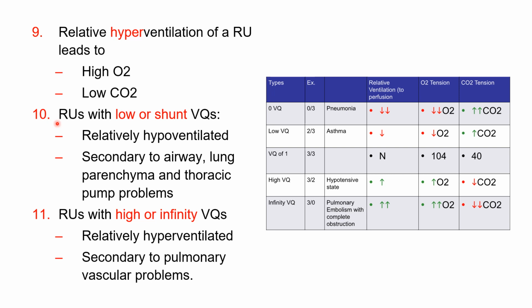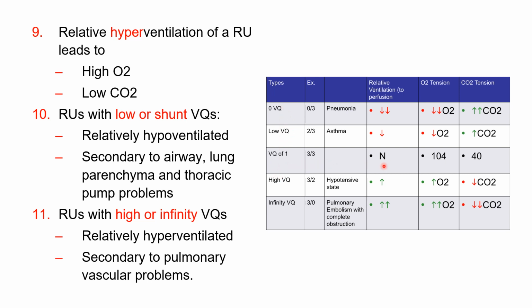RUs with a low V/Q or a shunt V/Q have relative hypoventilation, and they're secondary to airway, lung parenchymal, and thoracic cage problems. While respiratory units with a high V/Q or a V/Q of infinity have relative hyperventilation, and they're usually secondary to pulmonary problems. So these are the different types of V/Q.